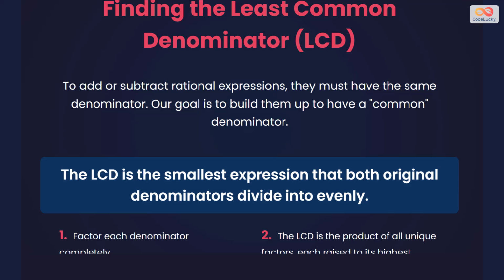The main reason we do this is to create common denominators, which are necessary for adding and subtracting rational expressions. We specifically want the least common denominator, or LCD. To find it, you first factor each denominator completely. Then, you build a new expression using every unique factor, raised to its highest power from any of the denominators.